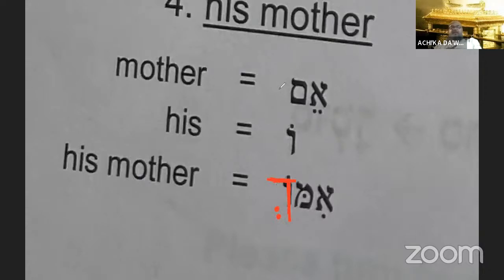Okay. If it was her mother, this would be a hey, and this would be a dot in it, and it'd be Emma, her mother. That belongs to her mother. So all you have to do is keep changing out the endings. You can add any ending you want to this, and it would tell you what it is. It's just another piece of the puzzle.